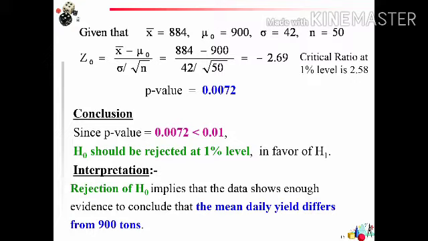hypothesis. And based on the p-value approach, it should be less than 0.05, also it should be less than 0.01. So we can say that at 1% level of significance, the H naught should be rejected. And the interpretation of the question is, rejection of H naught implies that the data shows enough evidence to conclude that the mean daily yield differs from 9,000 tons.